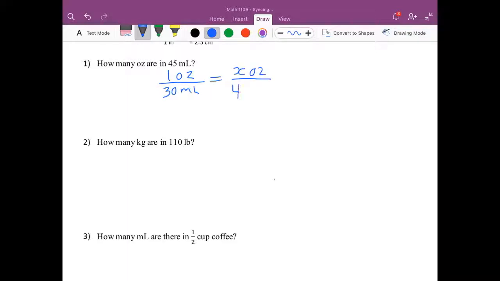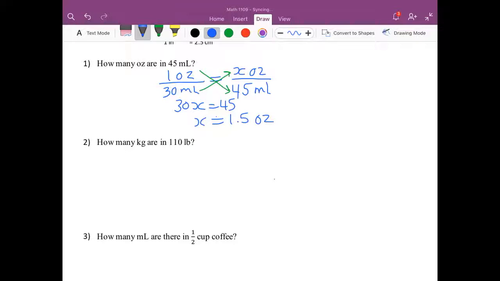are in 45 milliliters. So again, I'm just using proportions like we did last week to set this up. Once we have this, we're going to do a cross multiplying here. So we end up with 30x equals 45. And then I have to divide the 45 by 30 to solve for x. So 45 divided by 30 is 1.5. So there's 1.5 ounces in 45 milliliters.